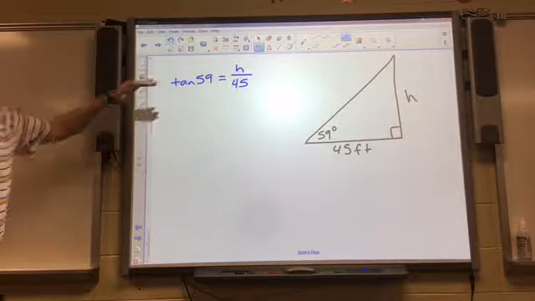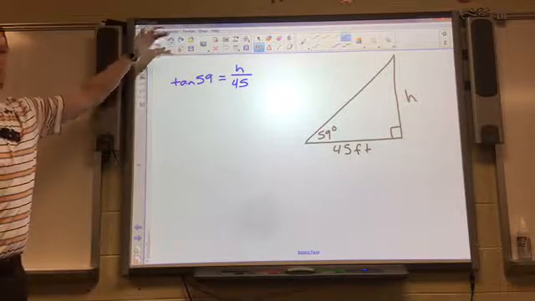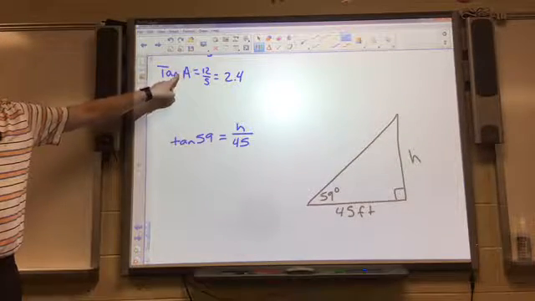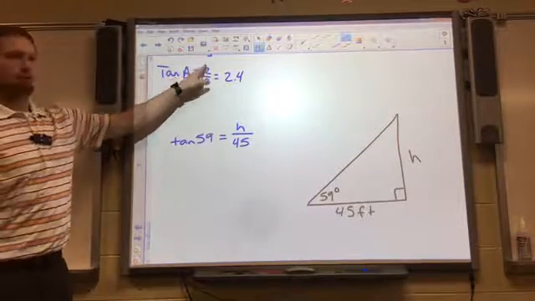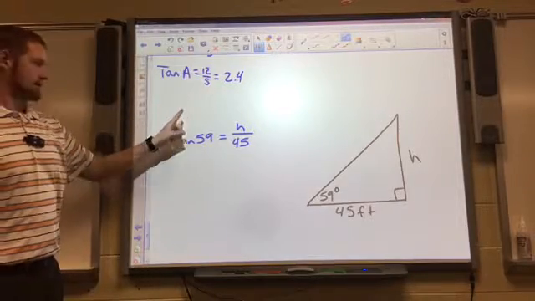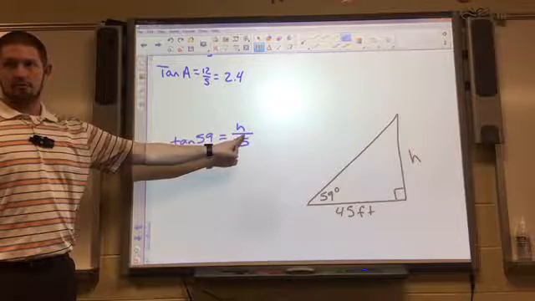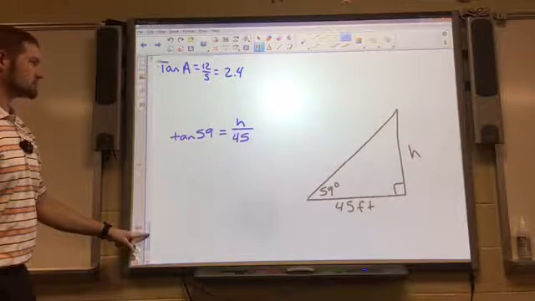The difference between this and what we just had is up here, we didn't know the angle measure, did we? But we knew both of the sides. Down here, we know the angle measure. We're trying to find the side. Okay?